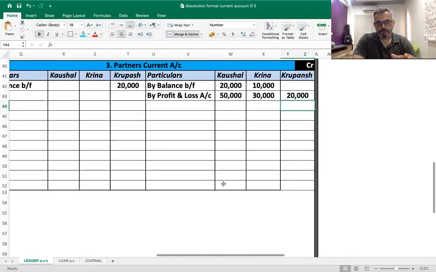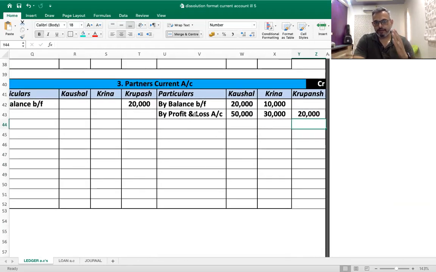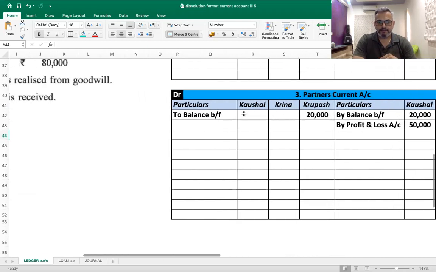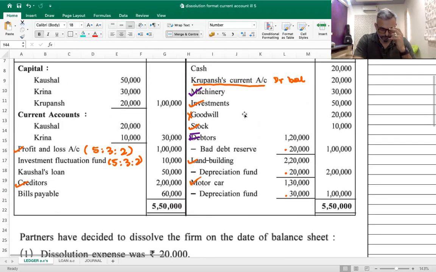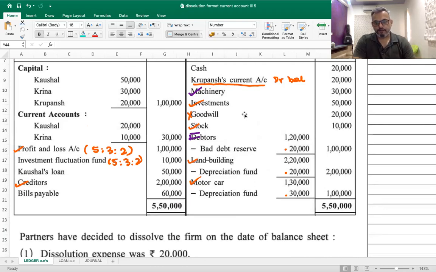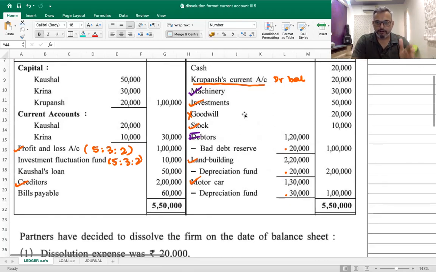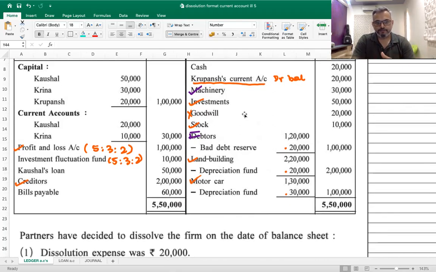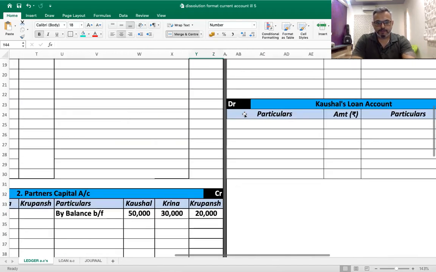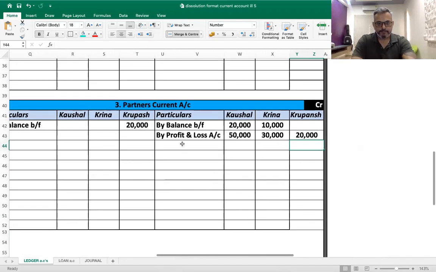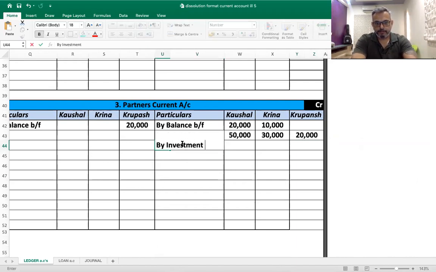So entry, how you will be able to make it is even from here you can make the entry. Current account credit ho raha hai and profit and loss account, by profit and loss account we have written, so it's a debit balance. Now we come back. Investment fluctuation fund is considered as a part of reserve, so that is also to be transferred, 10,000. So partners current account credit side by investment fluctuation fund account.